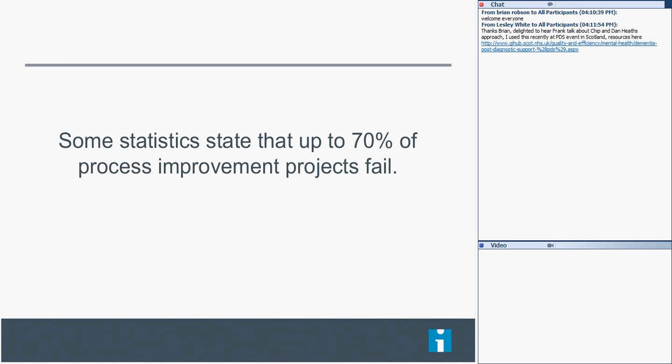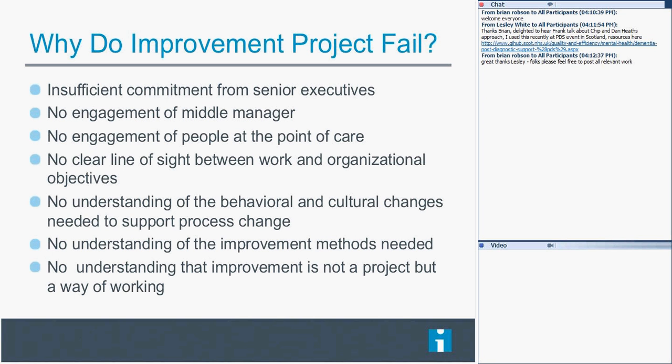And there are statistics out there that indicate that up to 70% of process improvement projects fail. Most of this comes from the lean literature. However, it's important for us to understand that not everything will succeed. Still, why is it that we have such a high failure rate when we're trying to do improvement projects? Some of the reasons that improvement projects fail include, and most importantly, an insufficient commitment from senior executives. And we'll spend a little bit more time talking about what that means.